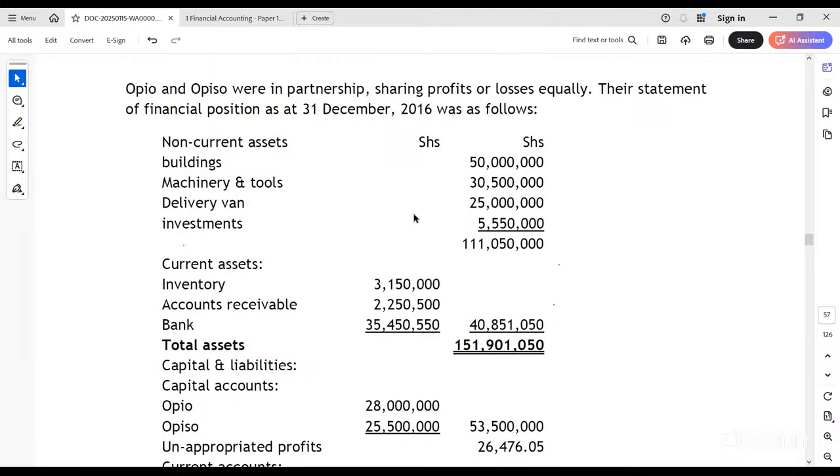So I'm going to do this. Opio and Opiso were in partnership, sharing profits or losses equally. Their statement of financial position as at 31st December 2016 was as follows. That is the statement of financial position for the two partners.